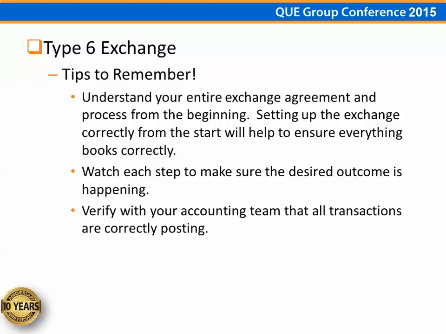Tips to remember on type 6. Always understand your entire exchange transaction, and you'll hear us say that so many times, again and again. If you start from the beginning and you understand exactly what you want to do and you don't try to change your scenario midway through, you're going to be better off. Watch each step and make sure you're getting the right outcome as you go. It's a lot easier to catch it and fix it as you go than to try to work backwards. And always check with your accounting team if you're unsure, your admin team, to make sure things are working and posting correctly. In other words, you'll end up at the end of the month or the end of the quarter with questions that you may not be able to answer or you may not remember. So it's better to check as you go and test.